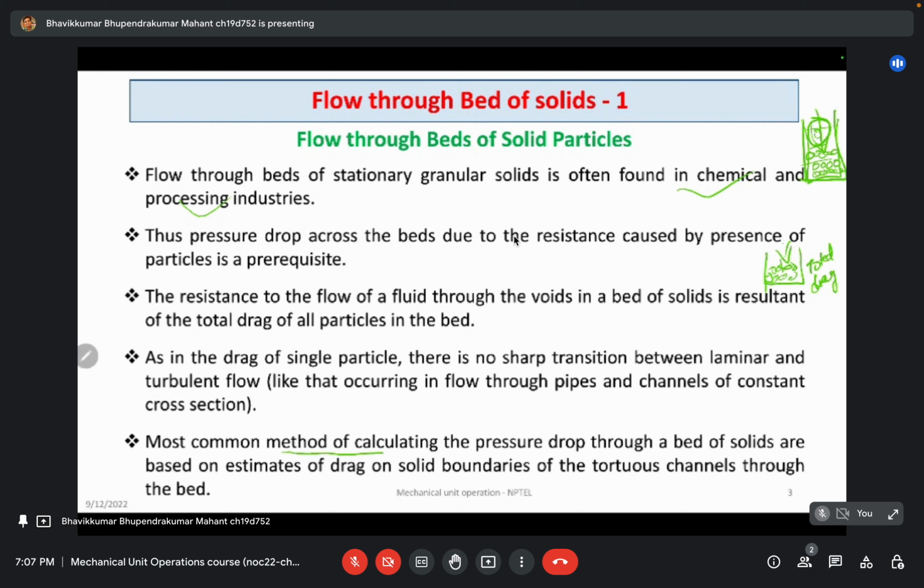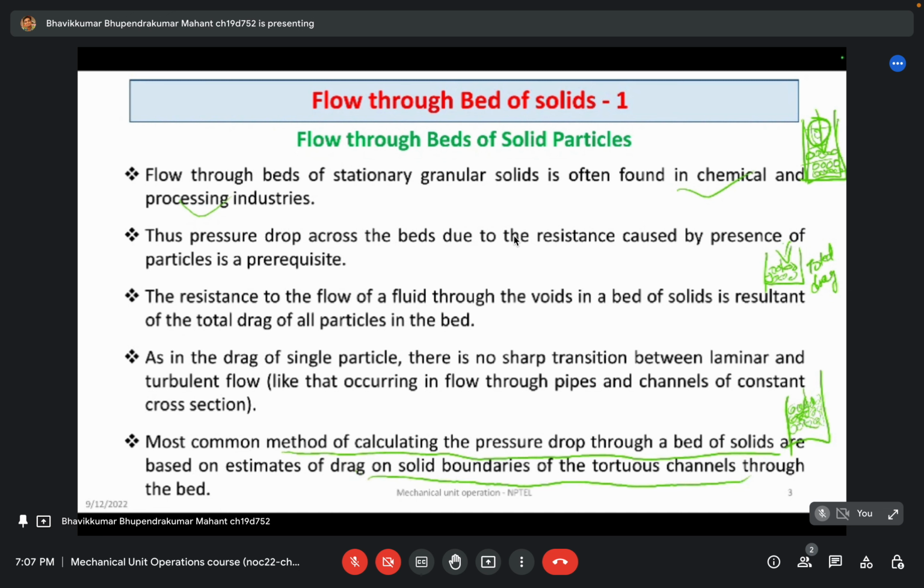And if you talk about the flow through a bed of solids, first is the common method of calculating the pressure drop through a bed of solids, which is based on estimating the drag on the solid boundaries of the tortuous channels through the bed. Obviously, many channels will be formed when materials are packed into the column. These tortuous channels have irregular patterns. You need to consider them and find out the drag forces on all the solid boundaries of these channels.